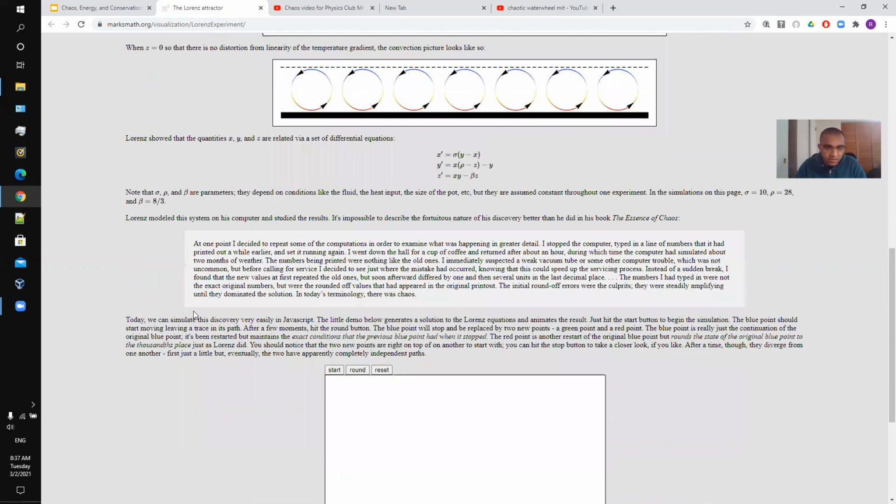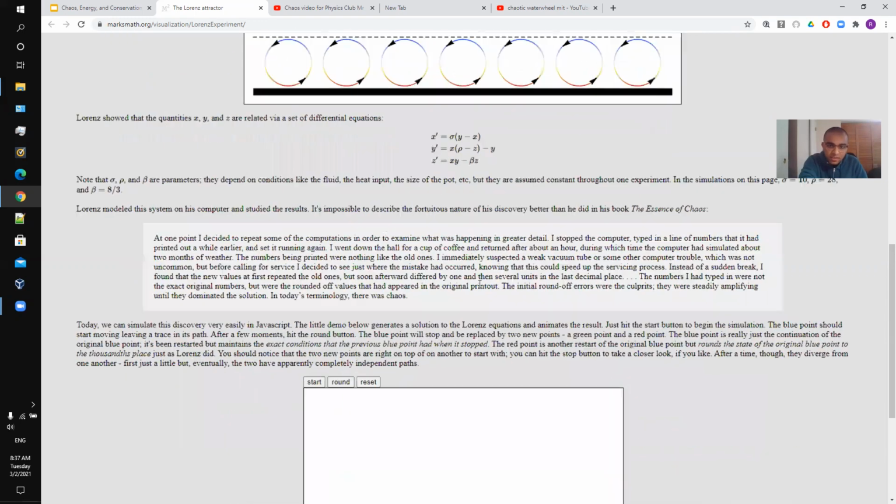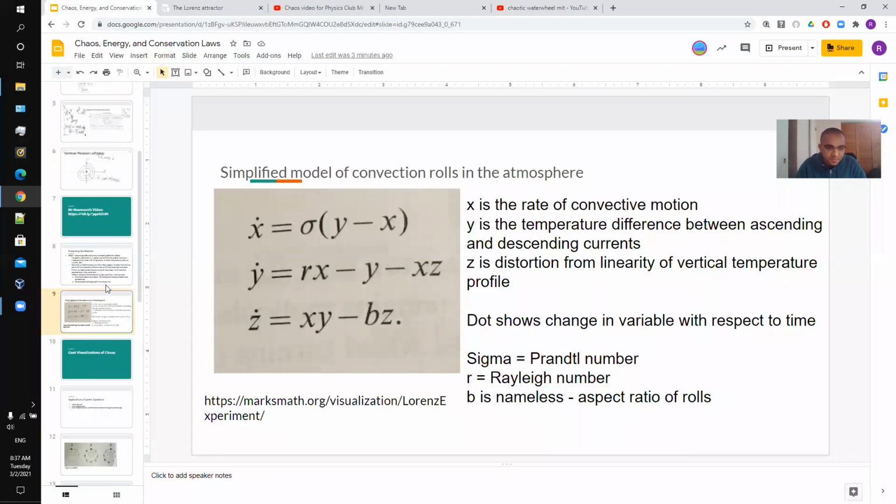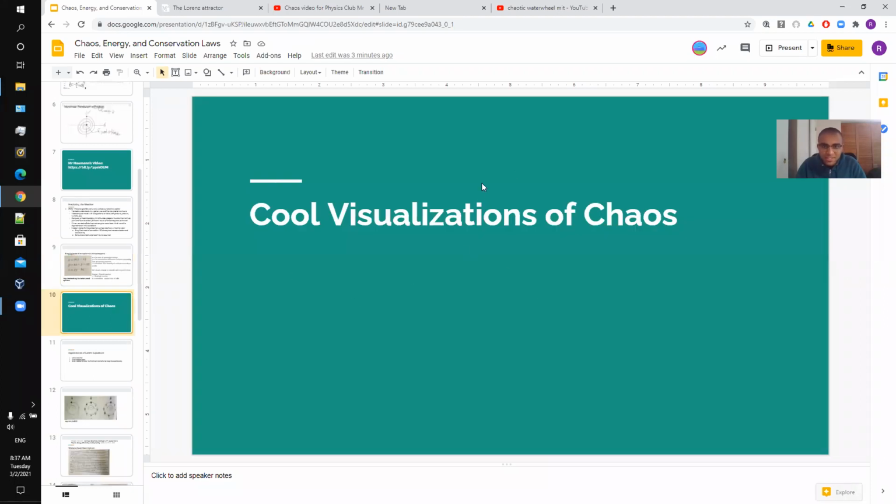And here they have a cool quote which describes more about the computation and the chaos that was occurring, right? We wanted to repeat some of the computation, so we stopped the computer, right? The numbers printed were nothing like the old ones. And the numbers that I typed in were not the exact original numbers, but were rounded off values. The initial round-off errors were the culprits, right? Steadily amplifying until they dominated the solution. In today's terminology, there was chaos. So let's look a little more at that idea with some cool visualizations of chaos.